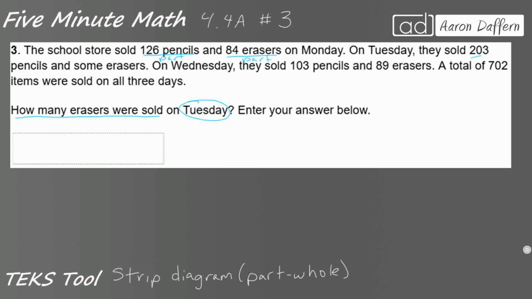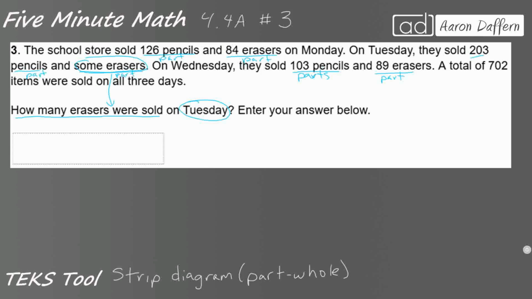Tuesday, we sell 203 pencils and then some erasers. So this is what we're looking for right here, and this is also a part. It's just my unknown part. On Wednesday, we've got two more parts. We've got 103 pencils.